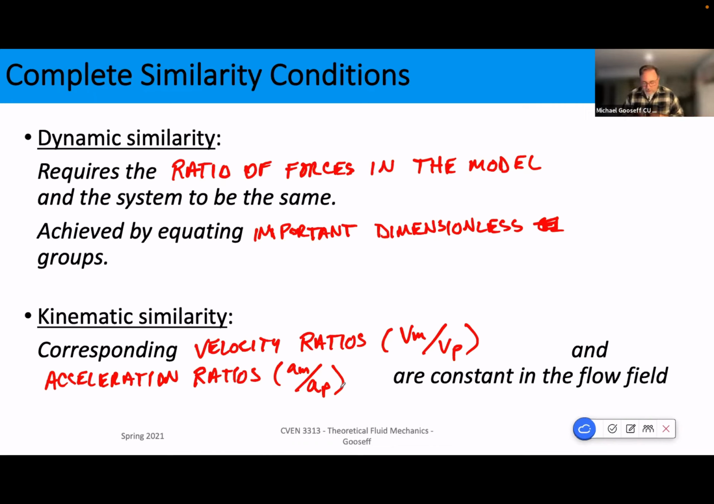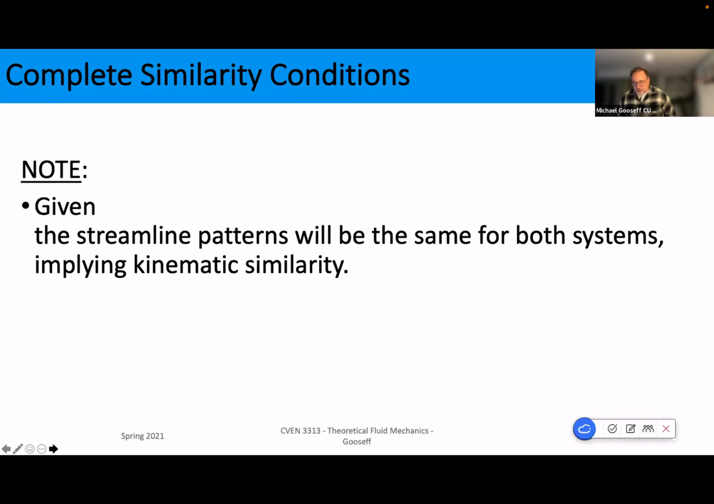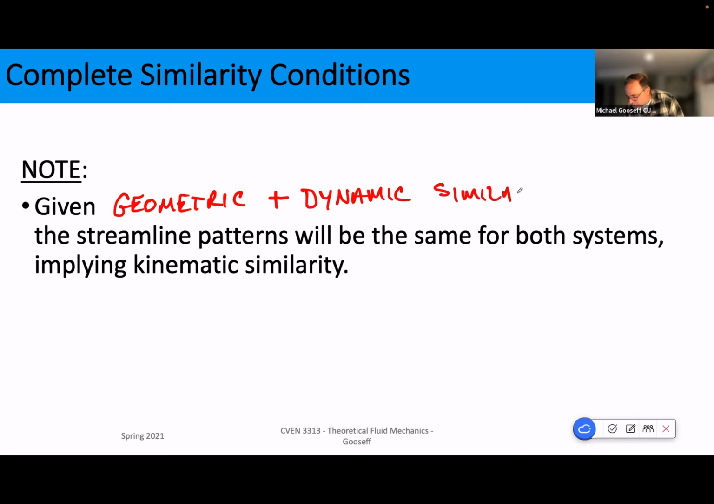Okay, finally then, I just want to provide one little note of caution here on this concept, which is that given geometric and dynamic similarity, the streamline patterns will be the same for both systems, that is the model and the prototype, implying that you have kinematic similarity. Okay, so that's an important aspect of this. Okay, we will end there.